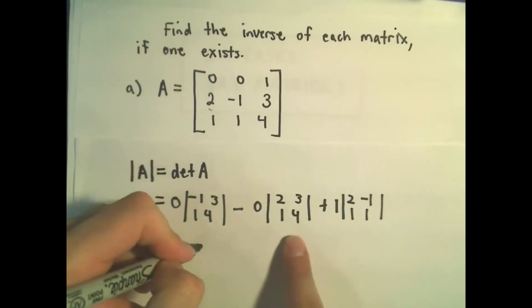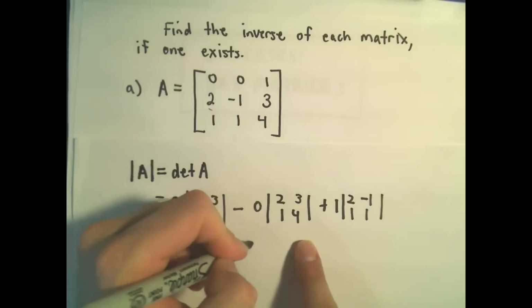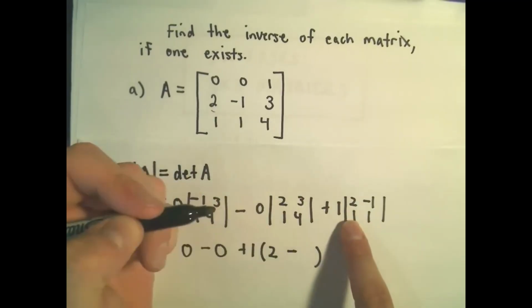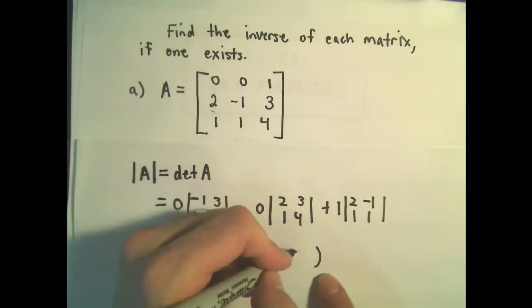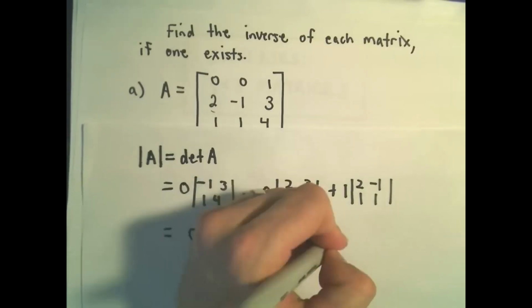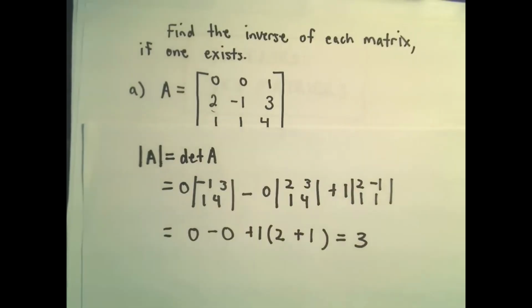Well, the first one's 0, the second one's going to be 0. Then it looks like we have 1 times, let's see, we'll get 2 times 1, which is 2, minus 1 times negative 1, which will be plus 1. So it looks like we'll get 1 times 3, or we'll get the determinant to be 3. Okay, so we'll have to use that here in a little bit.